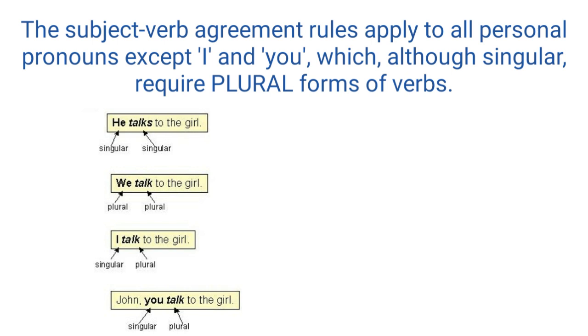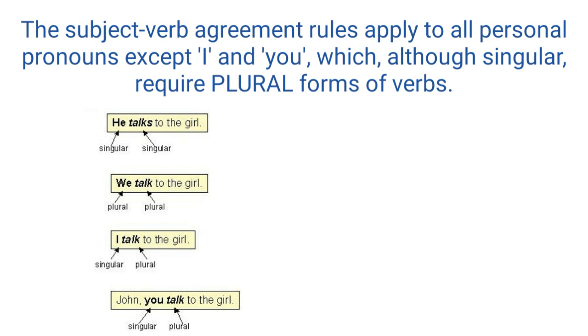Next, the subject-verb agreement rules apply to all personal pronouns except I and you, which, although singular, require plural forms of verbs. So there's an exception. Usually, look at this first example. Usually this is the usage, isn't it? He talks to the girl. He is singular, and the word talks is also singular. We studied it, isn't it? He talks to the girl.